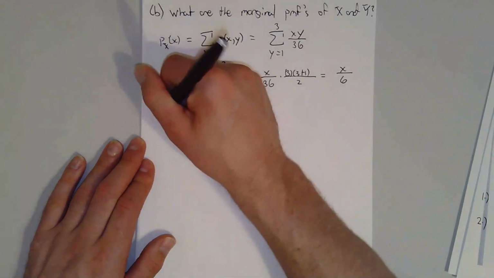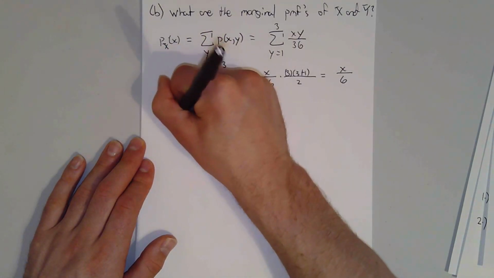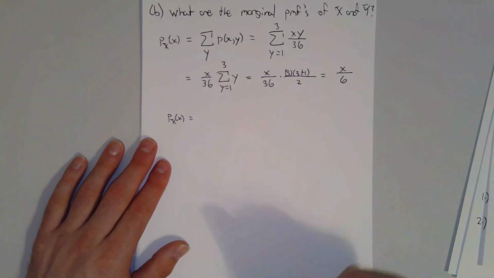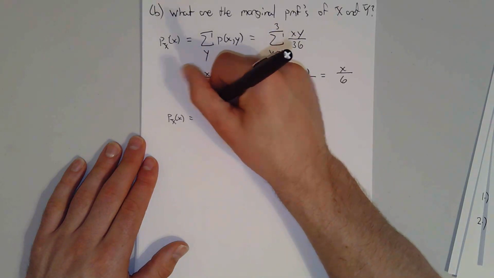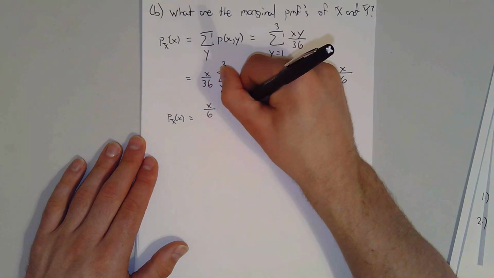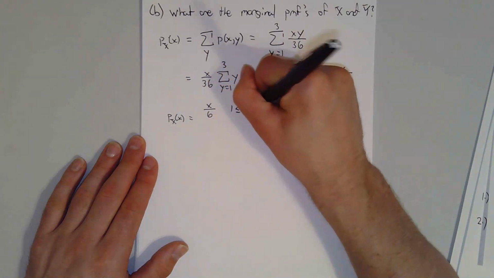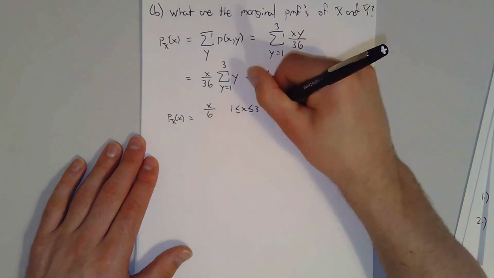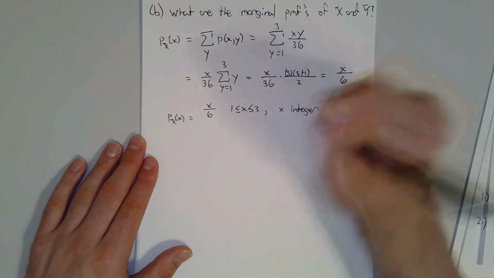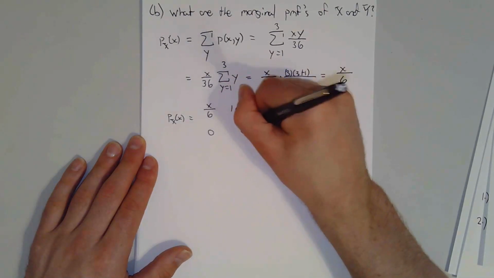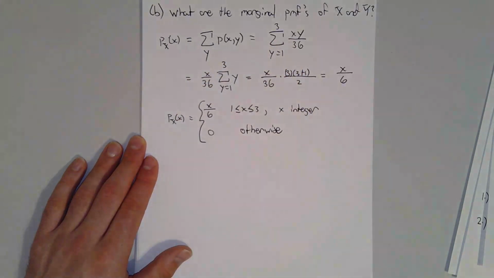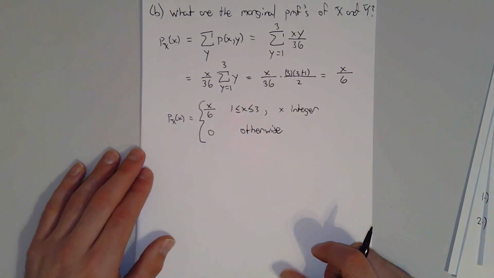Therefore, our marginal PMF is piecewise defined. It's x over 6, given that x falls between 1 and 3, and 0 otherwise.